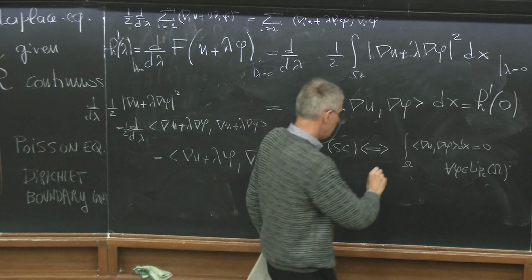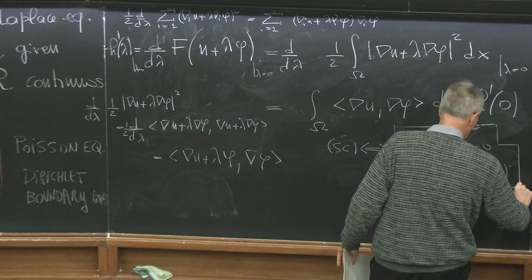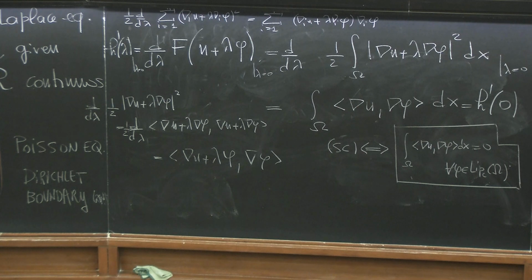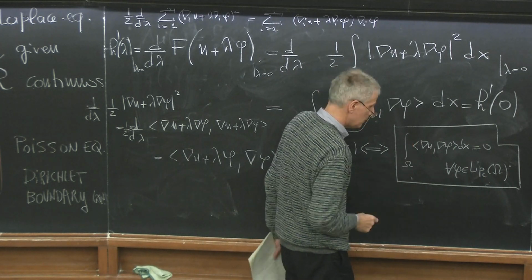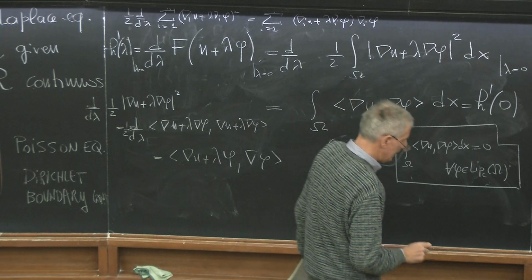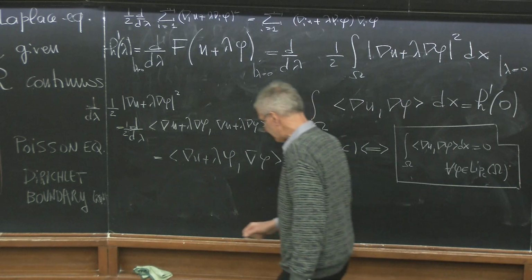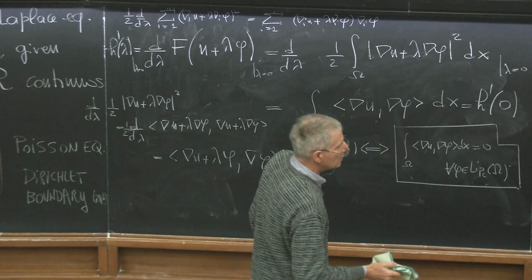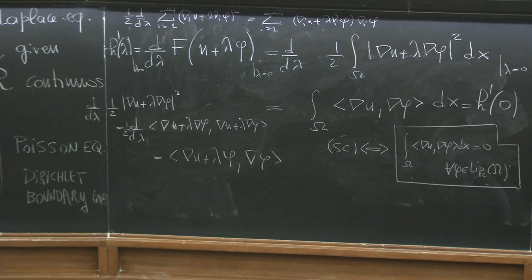Now, let's see. So this is somehow sort of the weak formulation of this PDE. Why is this weak? Because here there is just only one derivative and not two derivatives. But now remember that we can integrate by parts.